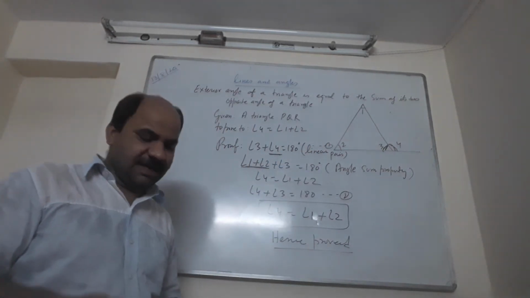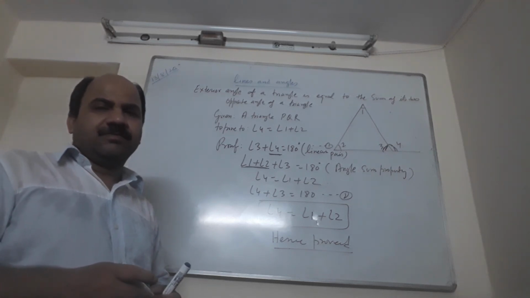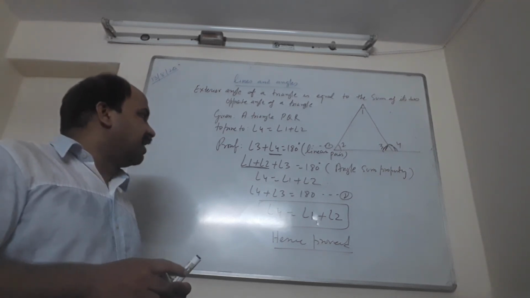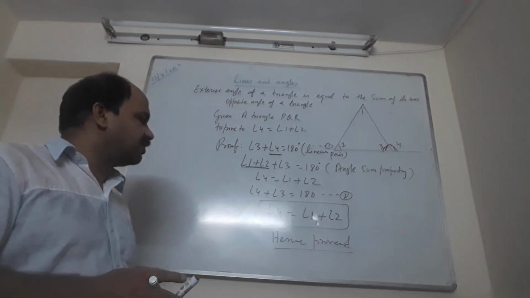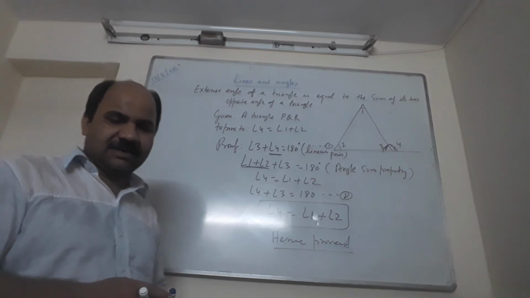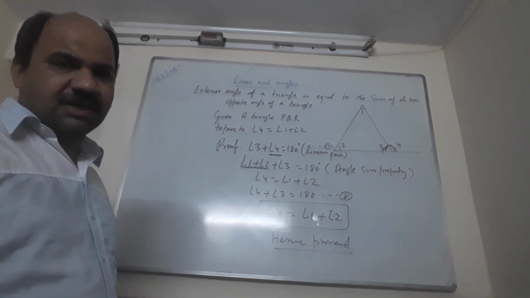So this is the second important theorem for triangles, in which the exterior angle of the triangle is equal to the sum of its two opposite interior angles. Okay. Now one more result we will do.